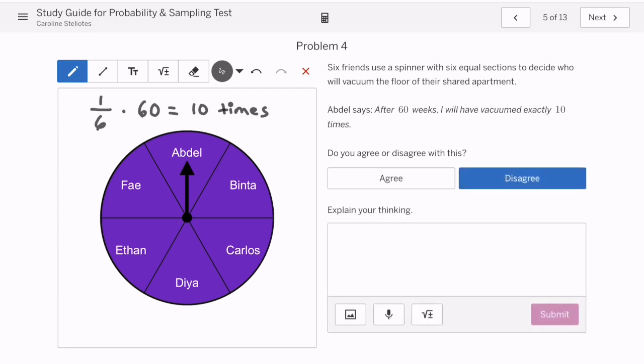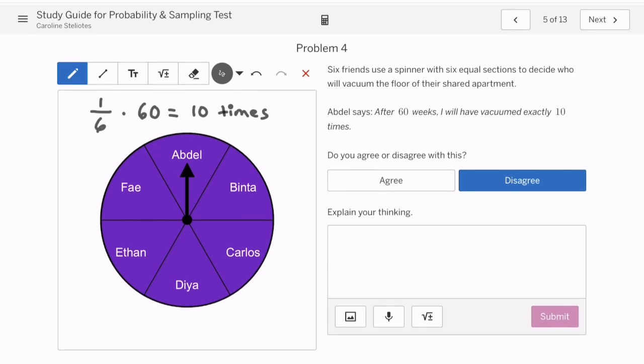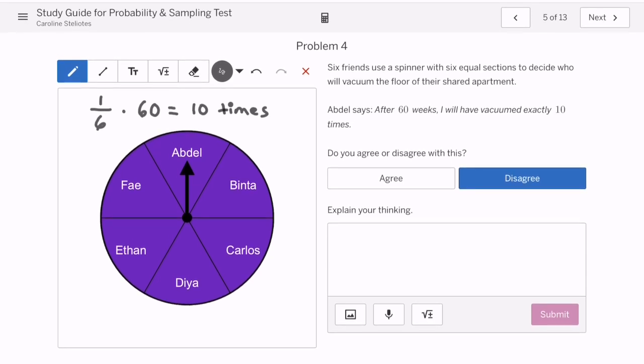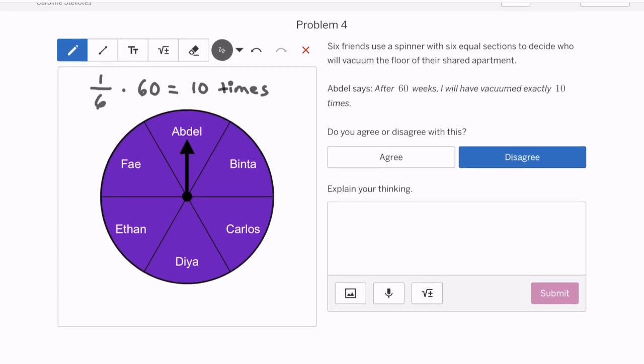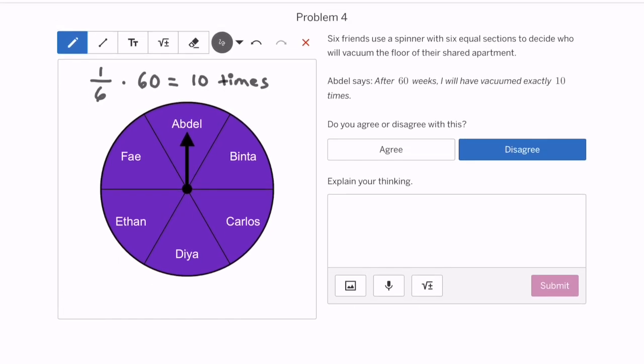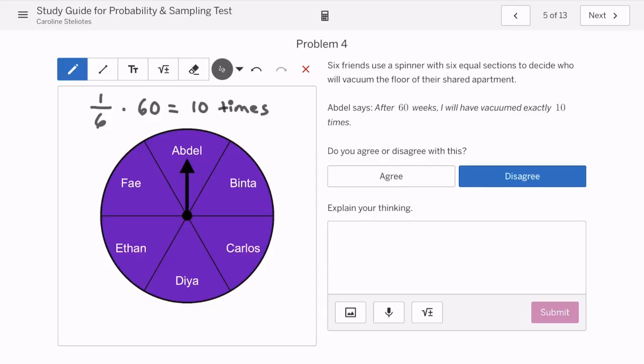I still disagree with this statement because Abdel says, after 60 weeks, I will have vacuumed exactly 10 times. The exactly is the issue here. We're not sure it's going to be exactly 10. This is probability, so 10 is the best guess that we could give. But anytime we're in the realm of probability and we see something like exactly, we're sure, anything like that, we should be alarmed. Probability is really just our best estimate. So that's why we're going to disagree with this statement.